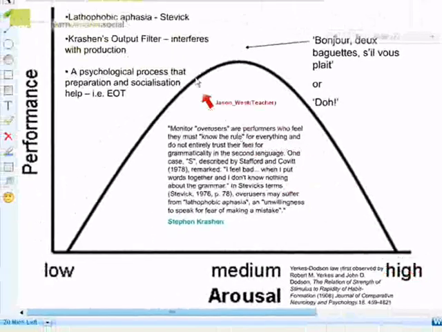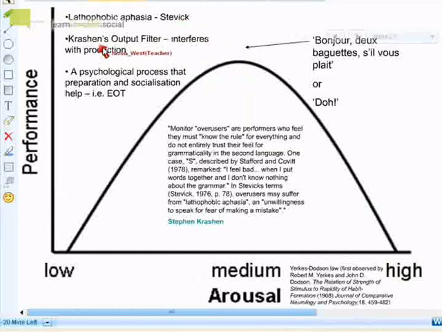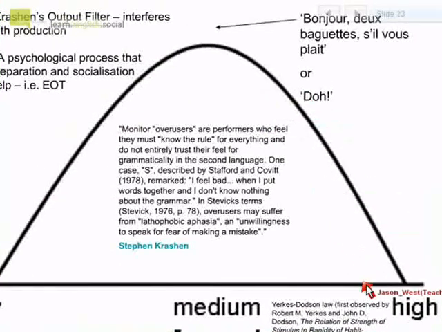And there are many scientists, Stevick, Krashen, and Yerkes Dodson in 1908 came up with this chart. But this is basically, this line shows you the point at which, if you're afraid of speaking, you will stop speaking.